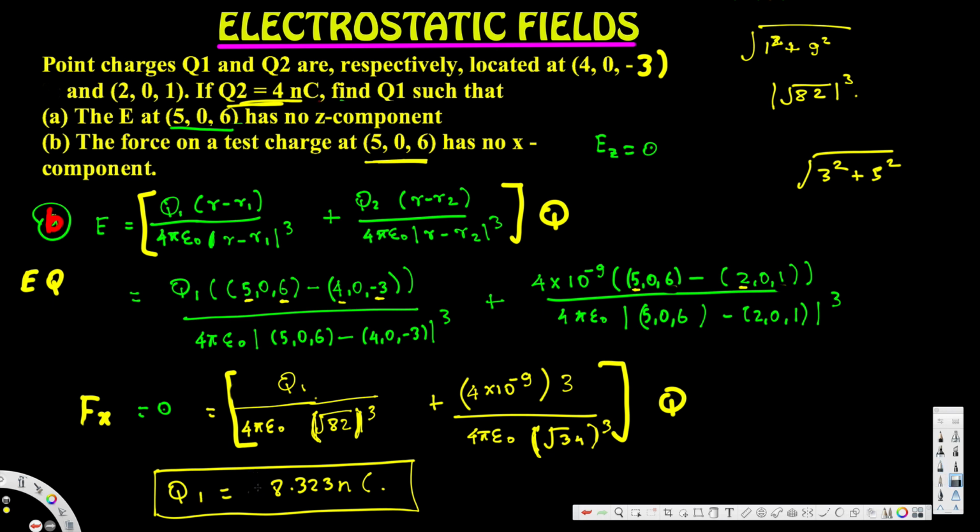And if you calculate the result, you will get negative 44.95 nanocoulomb. So this is going to be the answer for the B part.